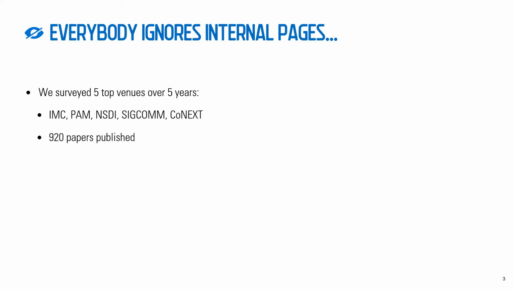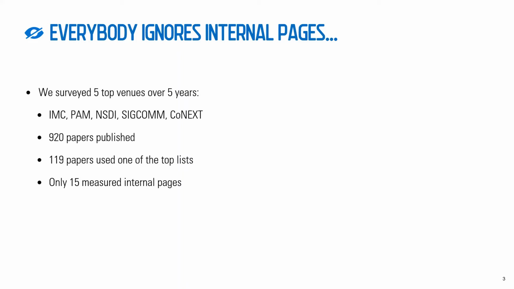We downloaded all of these papers and automatically searched them for keywords related to top lists such as Alexa. We found out that 119 papers used at least one of the top lists, and upon closer inspection, we found that only 15 of the 119 papers measured internal pages in some way. The rest, 104 papers, completely ignored internal pages.